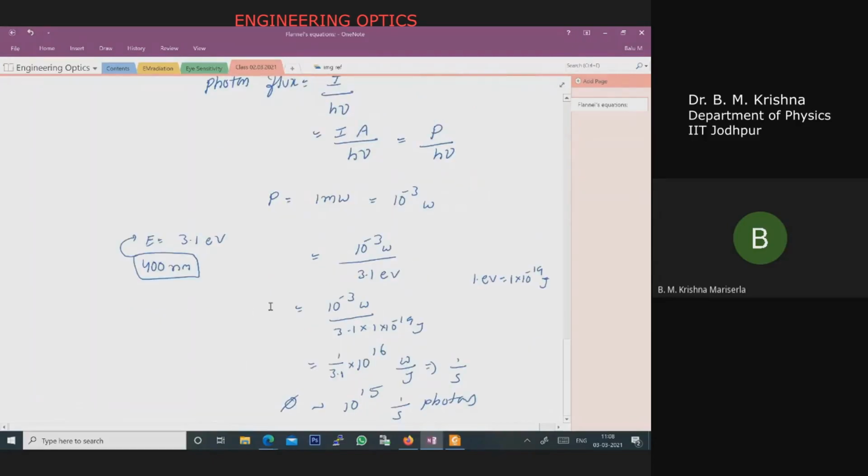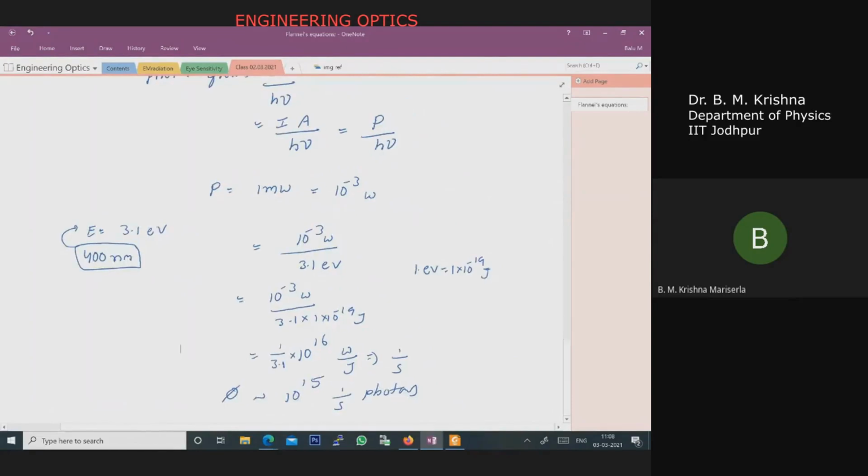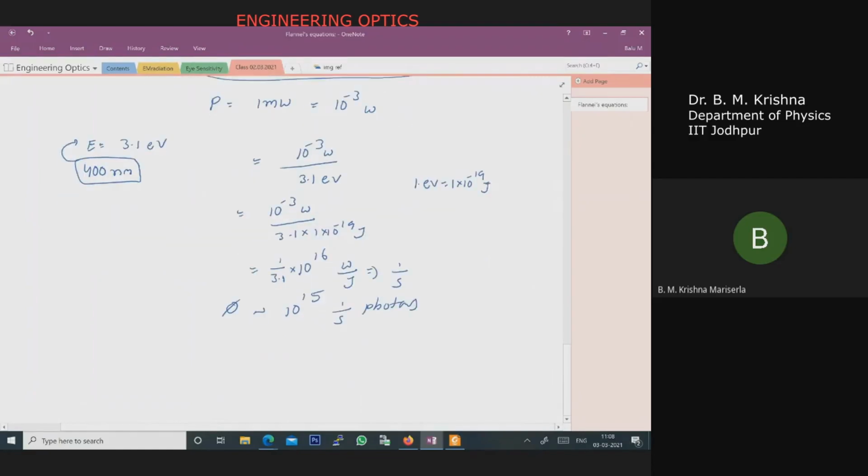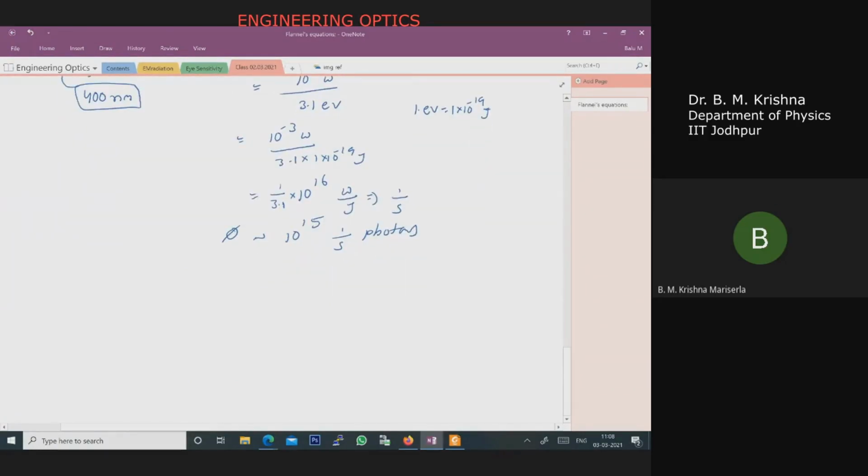So you can calculate the photon flux using the formula given here. Depending upon how much power you are using and what wavelength of photons you are using, from that you are able to calculate how many photons are involved in the interaction.